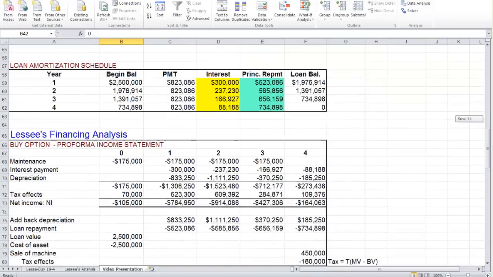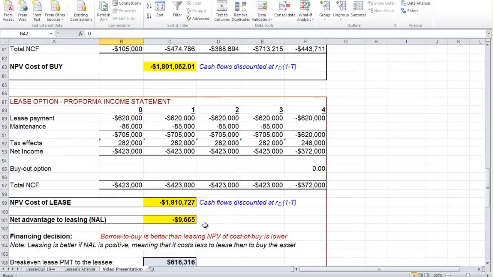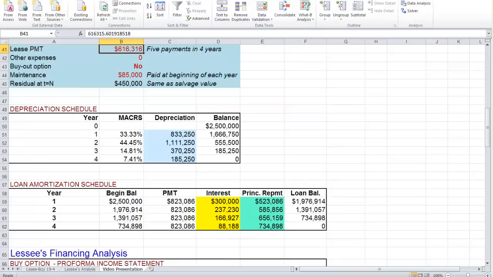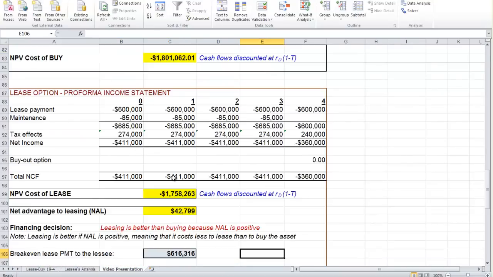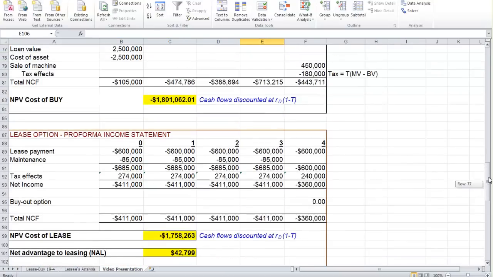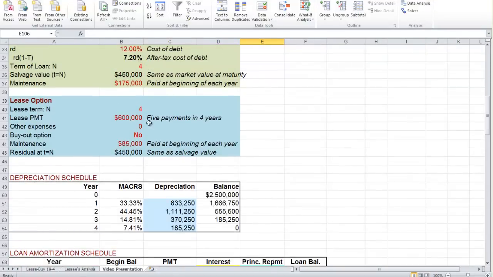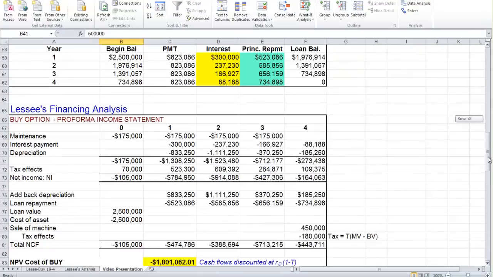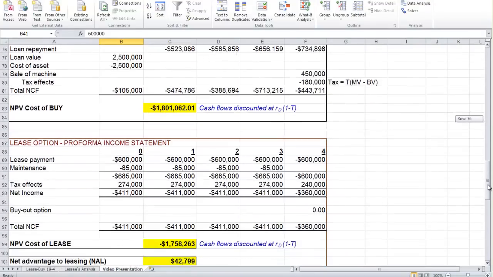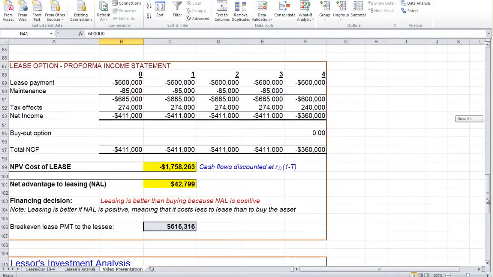as you can see, going down here, the net advantage to leasing has turned negative, because now the cost of leasing is higher than the cost of borrowing money to buy the equipment. All right, so let's undo, and undo once again, restoring the original data set, where lease payment is $600,000. So this actually concludes the lease-buy analysis for the lessee.